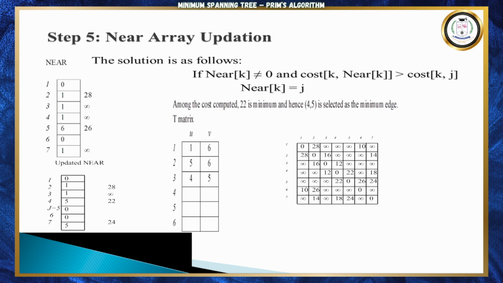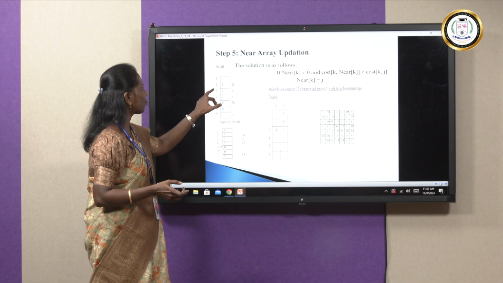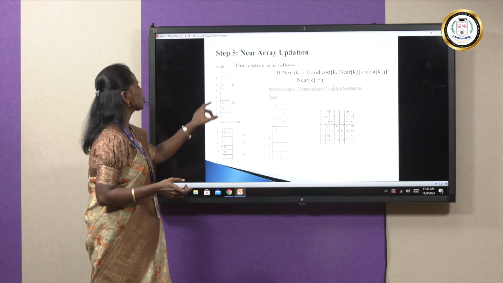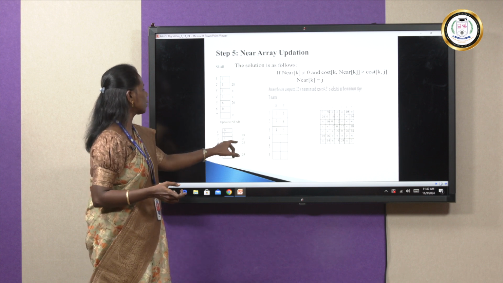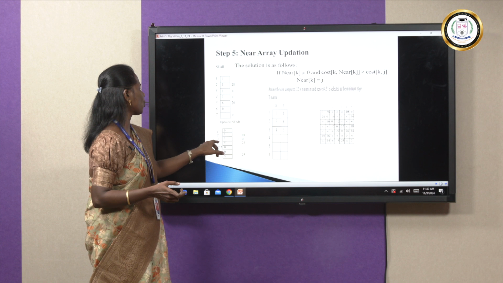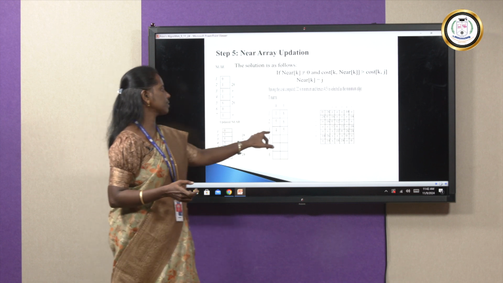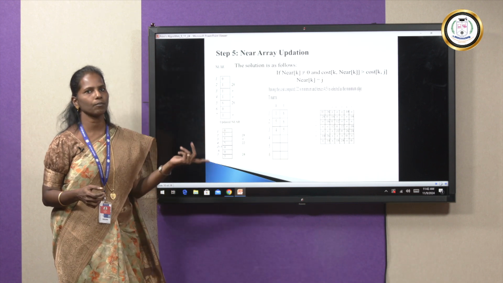Similarly, for 7 also we need to check. 7 to 1, the cost is infinite. But 7 to 5, the cost is what? 24. That is lesser. So, like that, we have to apply for all the array entries. Once you have completed, find out which one is minimum. So, the minimum here is 22. That is the edge connecting 4 and 5. So, the next entry in the T matrix is 4 and 5.